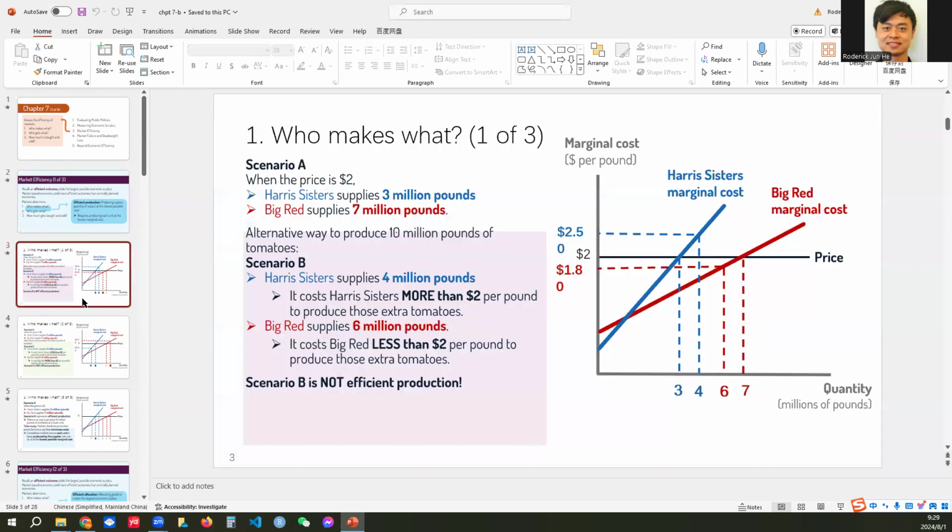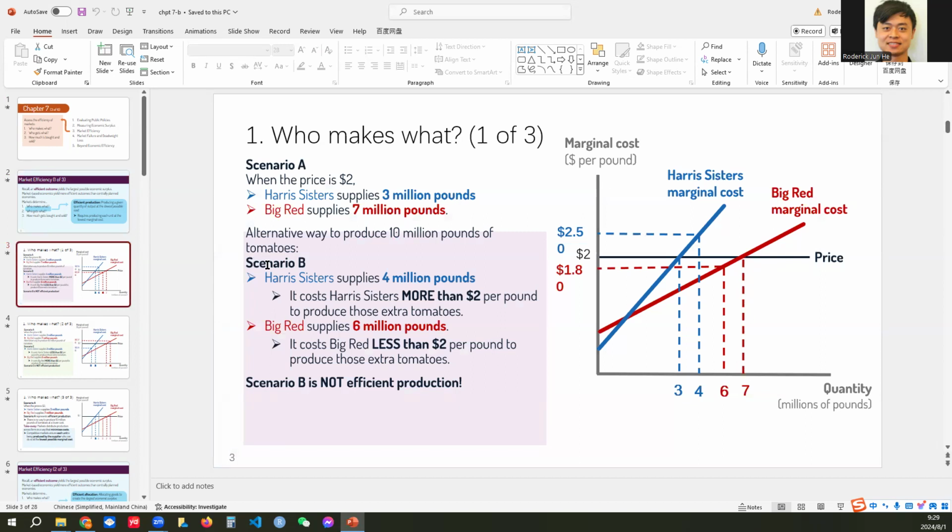So what does that mean? Let's look at this example. So here, if the market price is $2, and we have the first firm whose marginal cost is depicted by the blue line, the second firm whose marginal cost is depicted by the red line. So when the price equals 2, the first firm should produce 3, and the second firm should produce 7.